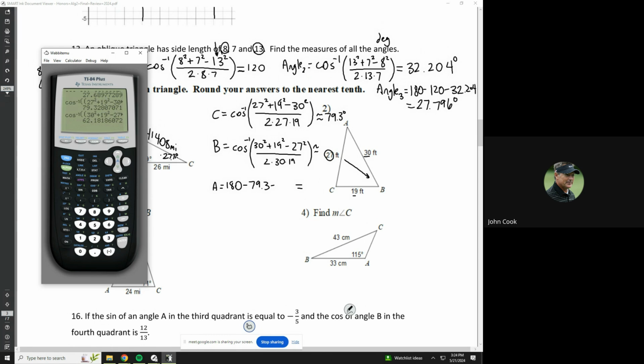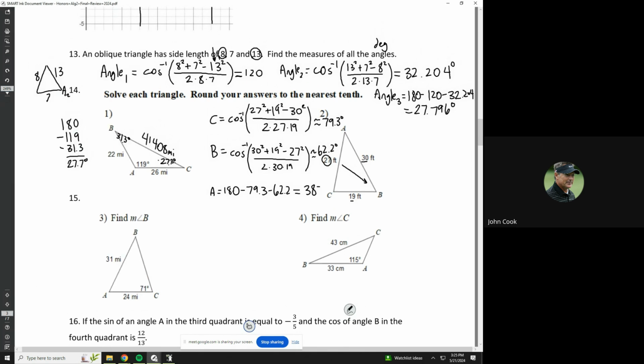Enter. There we go. There's my other angle measurement, 62.2 degrees. All right, so 62.2 goes there. And now if I subtract all that stuff, let's see what I get for angle A. So 180 minus 79.3 minus 62.2. And here's what I get, 38.5 degrees. So that's the missing angle measurement right there, 38.5 degrees. Okay, that's all 3 of them.